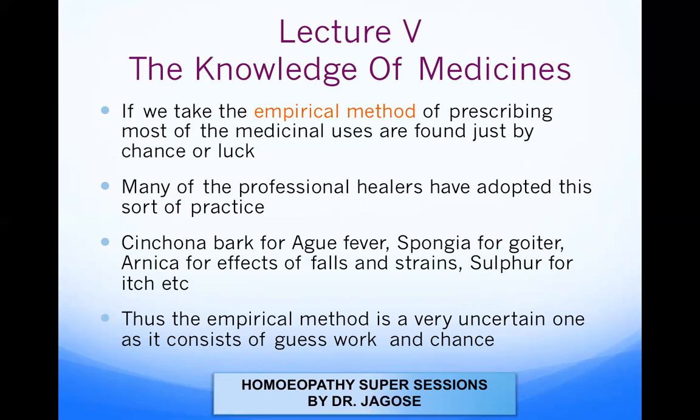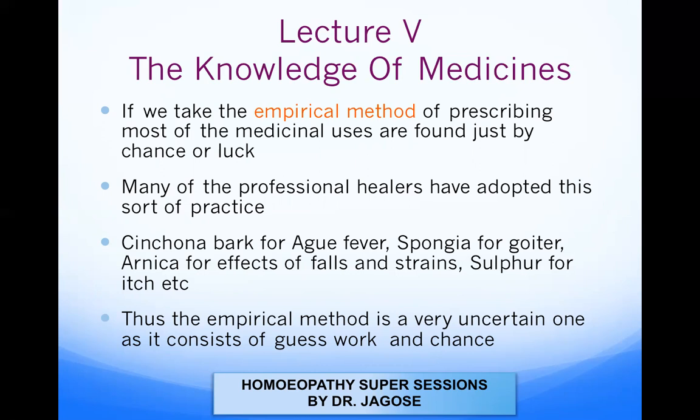So during Hahnemann's time, most of the professional healers used this empirical method of prescribing. Cinchona bark for ague fever, spongia for goiter, arnica for effects of falls and strain, sulfur for itch, etc. So basically, these were the remedies used, for example cinchona for ague fever, and it cured ague fever. Why? Because these medicines, just by luck or by chance, proved useful. Thus, the empirical method is a very uncertain one, as it consists of guesswork and chance. It just rests on hearsay or guesswork, and just on your luck or your chance.